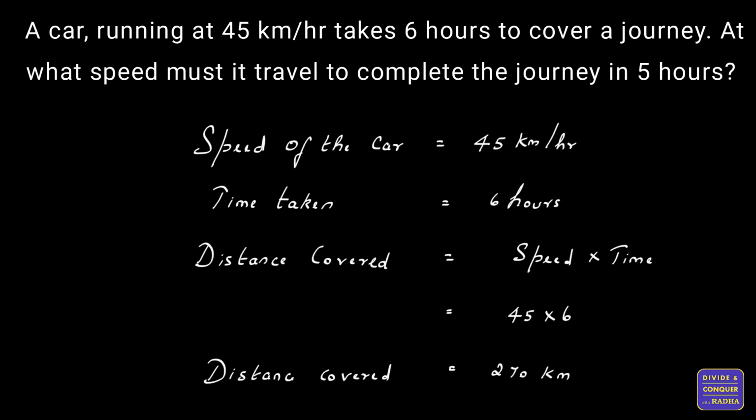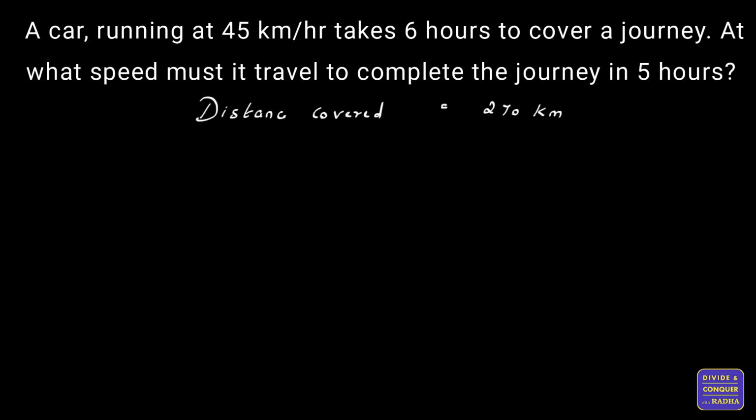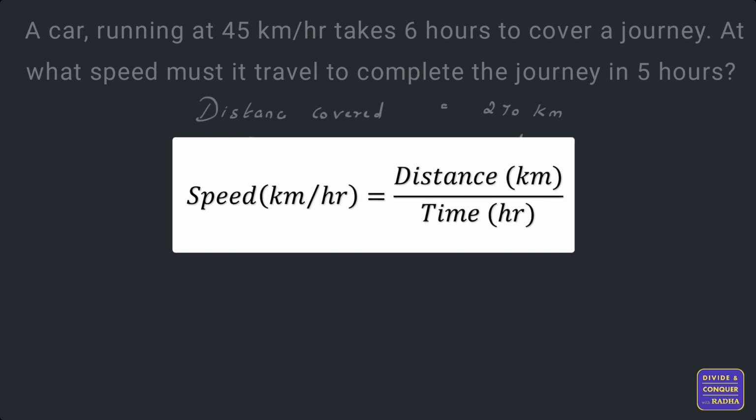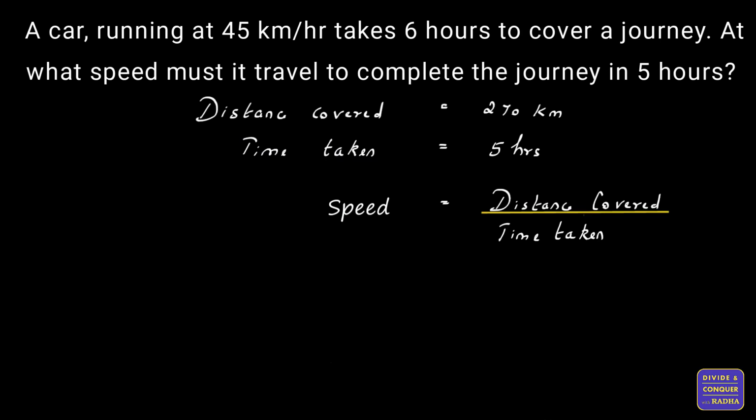So we have calculated the distance. Now let's move on to the second part of the question. Distance covered, we are going to take the distance which we had calculated in the first part. The time taken is equal to 5 hours. So from this we need to calculate speed. Speed is calculated using the formula distance traveled by time taken, or distance covered by time taken. So that's equal to 270 divided by 5. Upon dividing, we get 54 km per hour.